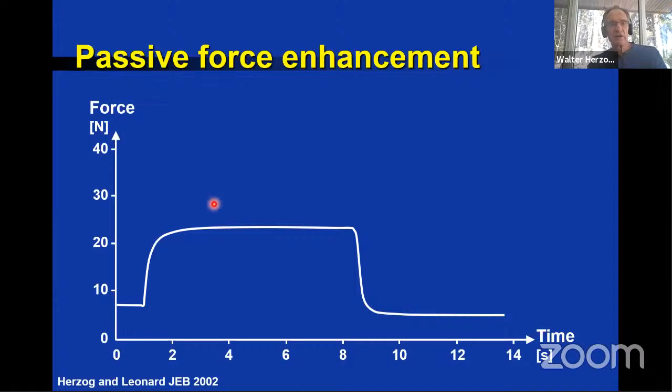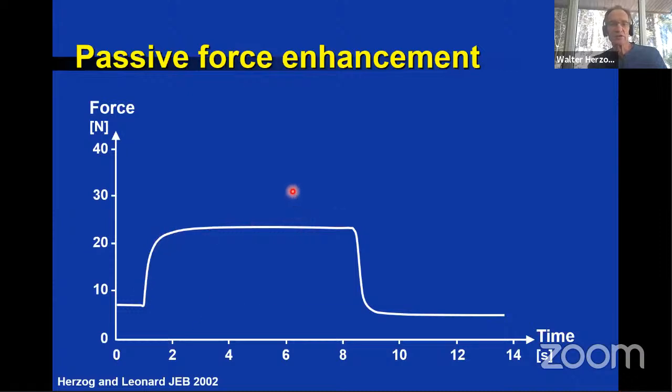And the reason why we thought that was based on an experiment that we did almost 20 years ago. So we published this in the Journal of Experimental Biology. This was done on cat soleus muscle, where we looked at force enhancement at a long length of the muscle where we have naturally occurring passive force. So this is the passive force, and here we activated the muscle.